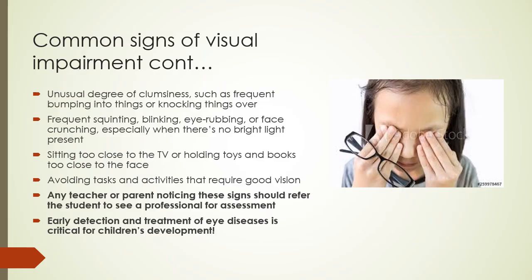Common signs of visual impairment continued. If a student shows an unusual degree of clumsiness, such as frequent bumping into things or knocking things over. If a child shows frequent squinting, blinking, eye rubbing, or face crunching, especially when there's no bright light present. Sitting too close to the TV or holding toys and books too close to the face. Avoiding tasks and activities that require good vision.